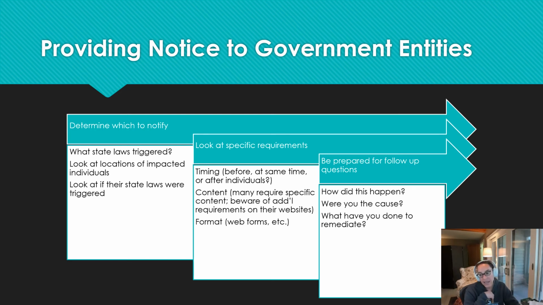And then finally, and this is throughout chapter 6, and there's some specific subsections in there, but being prepared and thinking about the follow-up questions that are going to be asked, both by individuals but also the government authorities. How did this happen? Was the company the cause of the breach? What steps has the company taken to remediate? So that's requirements with respect to government entities.